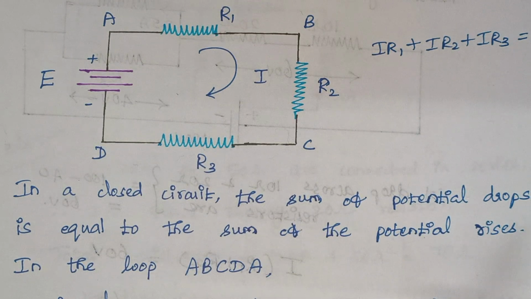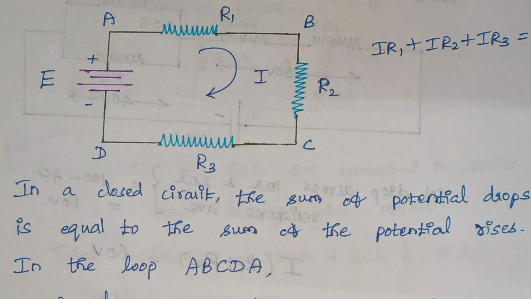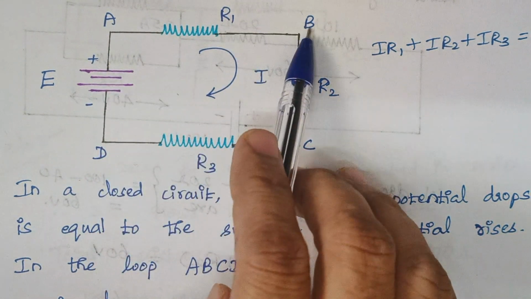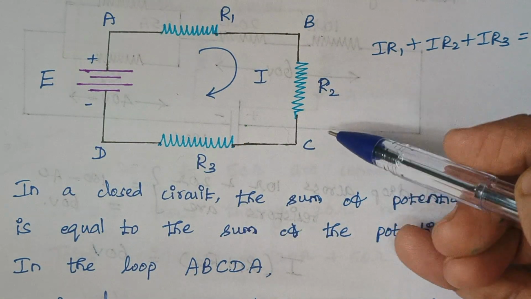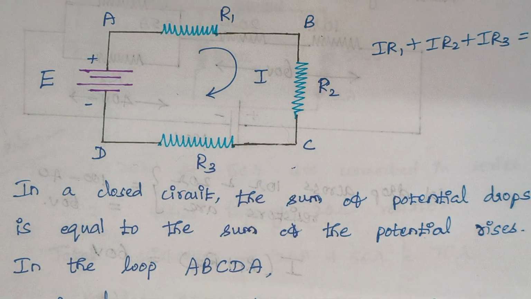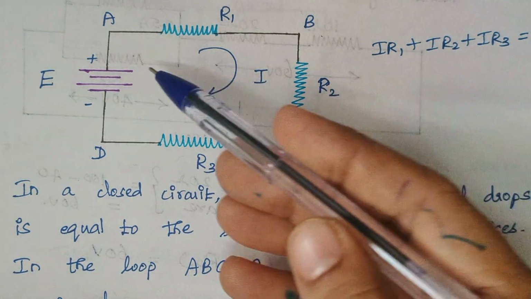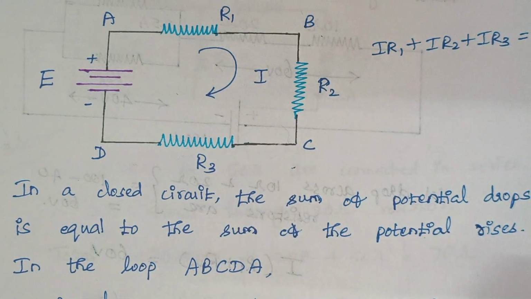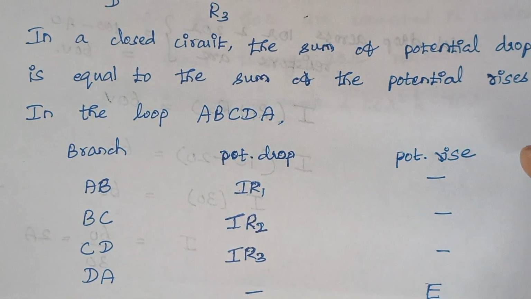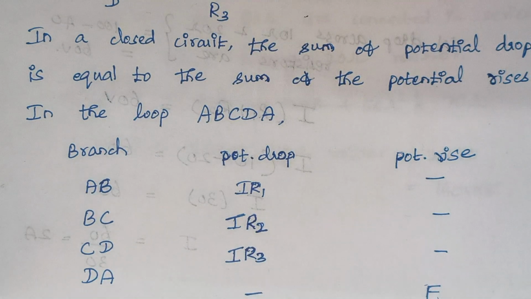From this circuit, can you tell how many branches there are? AB is a branch, BC is a branch, CD is a branch and DA is a branch. So totally this circuit has 4 branches. We start with AB. First list out the total branches: AB, BC, CD and DA.